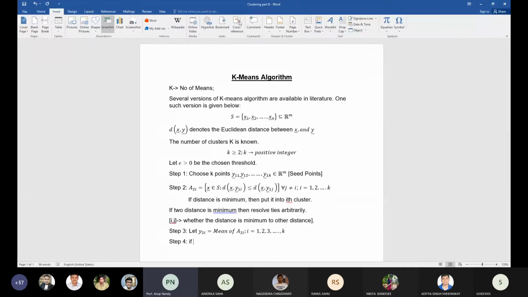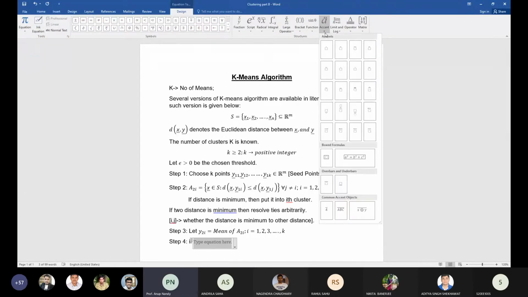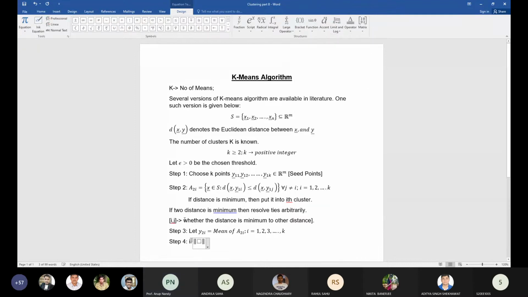Now you have to compute y1i minus y2i, and check whether it is less than or equal to some epsilon.